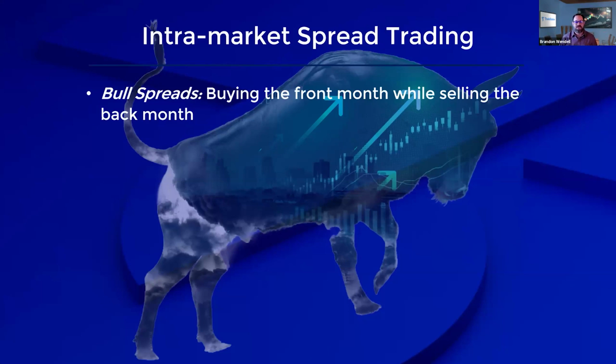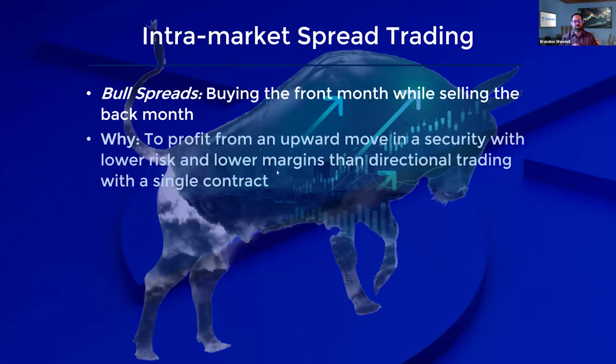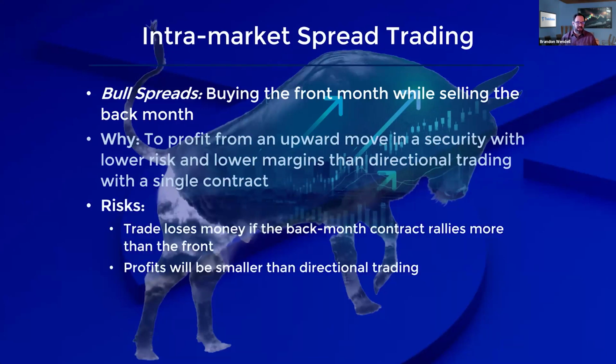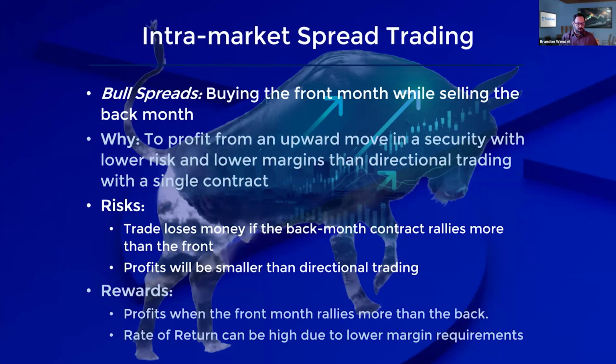They go together. So if we are bearish, we could do what's called a bear spread, which I'll get to in a moment. But again, we're trying to profit from this bull spread based on an upward move in the underlying security with the lower risk and lower margins. And we can lose money, as I mentioned, if it goes against us, if the spread narrows instead of widens, as they say, or if both prices go down and the front month drops faster than the back month. So basically, if you guess wrong in your analysis. So the reward obviously is if the front month goes up faster than the back month, we profit.